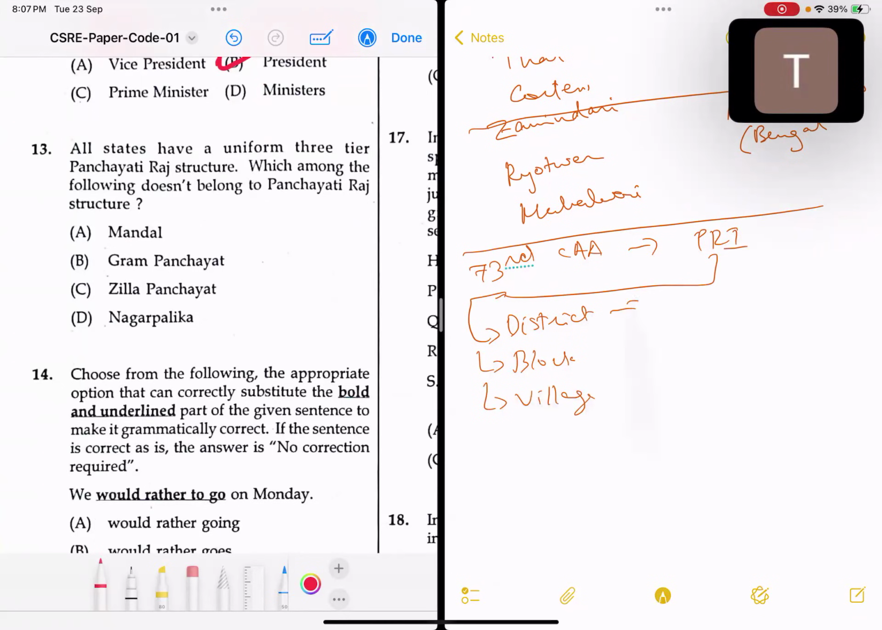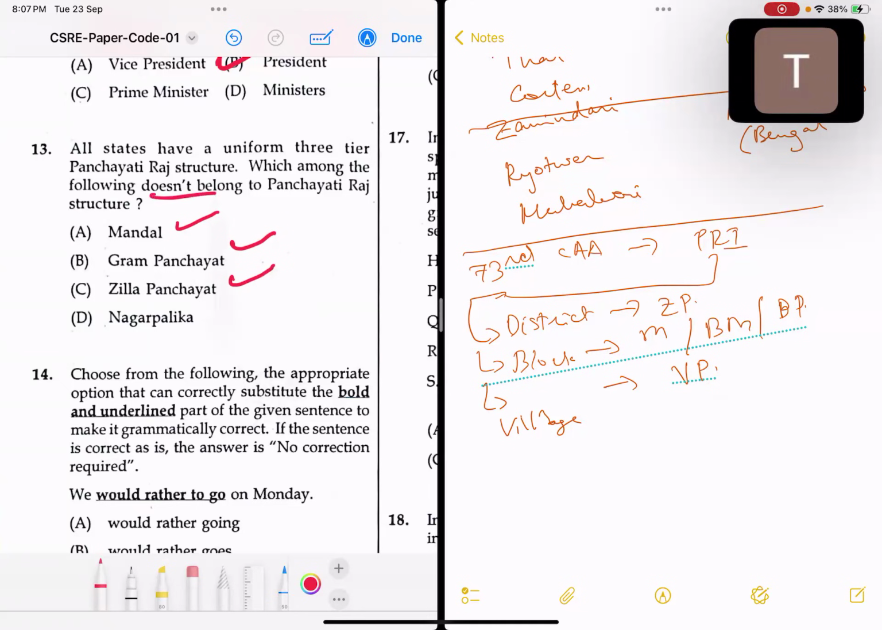So at the district level, it is known as the Zilla Parishad, right? At the block level, it is known as the Mandal or the block Mandal, right? And in the village is known as the village Panchayat, right? So out of the 4 options, Mandal is also there, Gram Panchayat is there, Zilla Parishad is there. So which does not belong is the Nagar Palika, okay? In fact, Nagar Palika is as per the provisions of the 74th Constitutional Amendment Act, okay? It is a type of urban local body, which is often set up for a small city or a big town, okay?